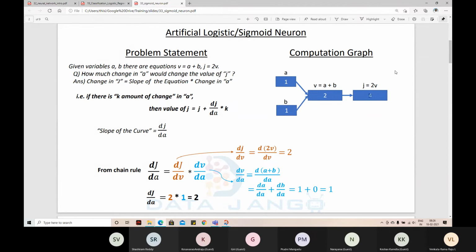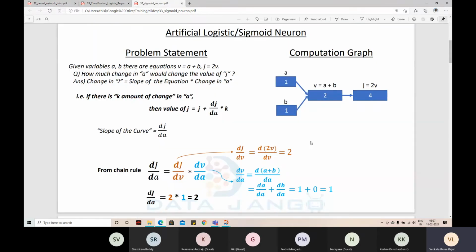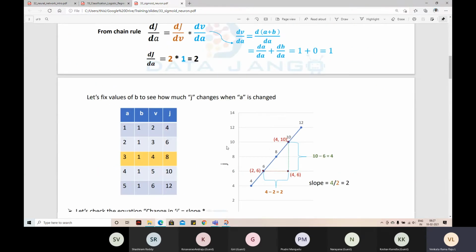Got it? So here, if you change a by 1 unit, how many units is j changing? If you can find that out in a neural network too, you can change the values in such a way that they move in the right direction, the direction of error reduction. Here you can use the derivative. What is a derivative? Rate of change. dj by dA is, when you change 1 unit in A, how many units J is changing. That is what the derivative is, or the slope, as we call it.